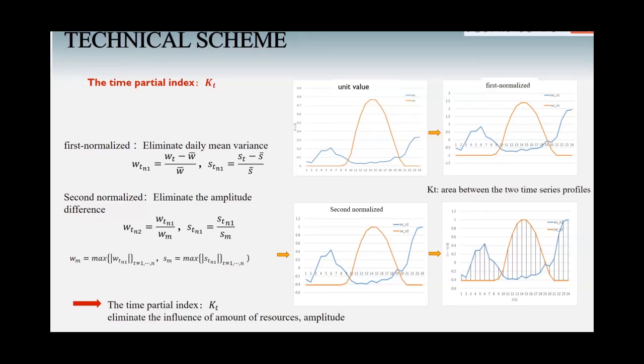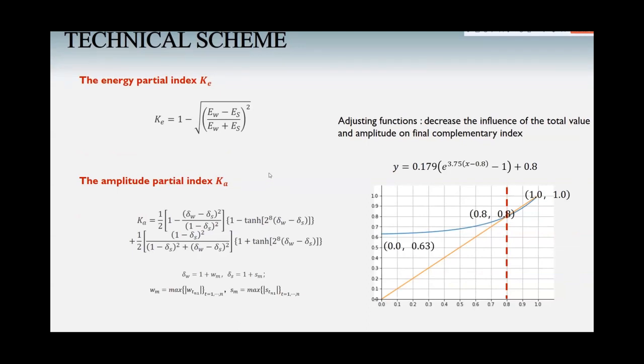The energy partial index KE measures the difference of the total energy of a day. The closer the two total values, the closer KE is to 1. The larger the gap, the closer to 0. The same with the amplitude partial index, which measures the difference of amplitude in the daily variation of resources. When the difference is greater, the index is closer to 0. To consider the practical issues and decrease the influence of the total value of the resources and the amplitude on the final complementary index, we exert adjusting functions as the following shows.